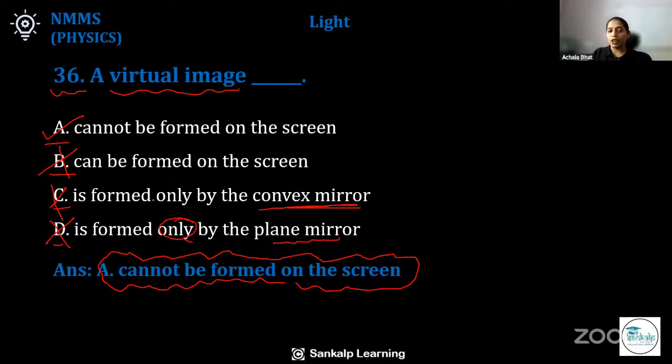Virtual image cannot be formed on the screen. Here, light rays are not actually intersecting. They are not converging. Therefore, they cannot be obtained on the screen.